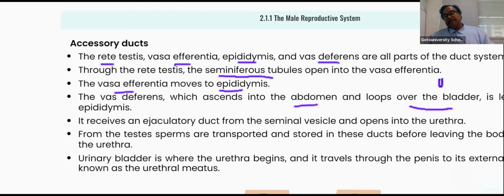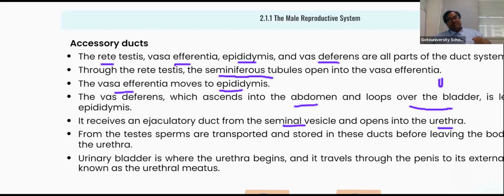So there are many bladders. We should be very, very specific. Always keep in your mind U is for urinary bladder, right? Now, the ejaculatory duct is receiving the secretions from the seminal vesicles and secretions from the urethra, right?